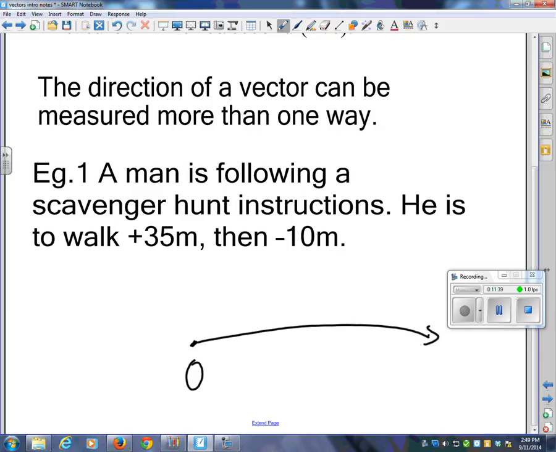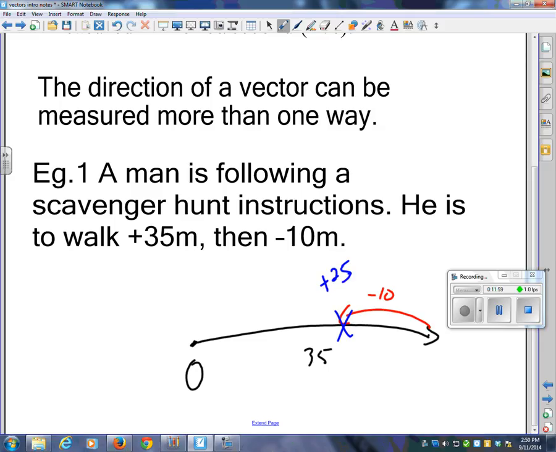He will walk 35 meters to the right, and then he will walk 10 meters left. Where is he? At position what? He's at position plus 25.